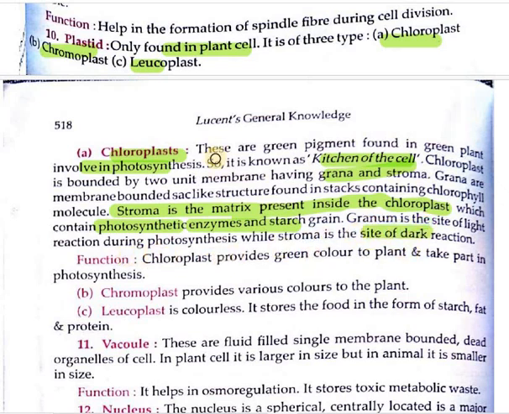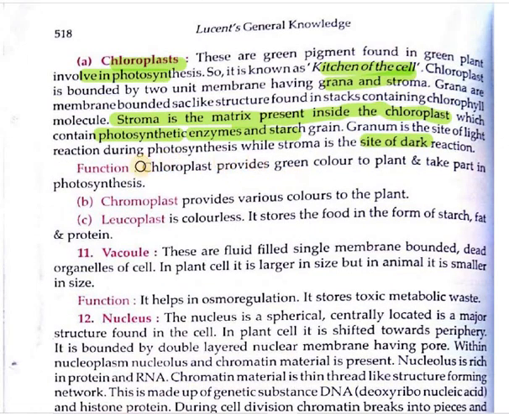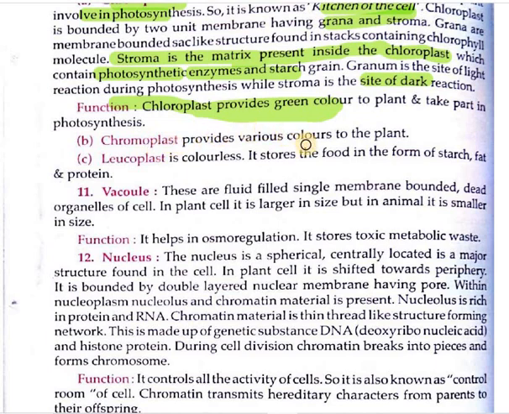Functions: chloroplast provides green color. It is a simple thing. Now chromoplast provides various colors to the plant. Leucoplast is colorless. It stores food in the form of starch, fat, and protein.